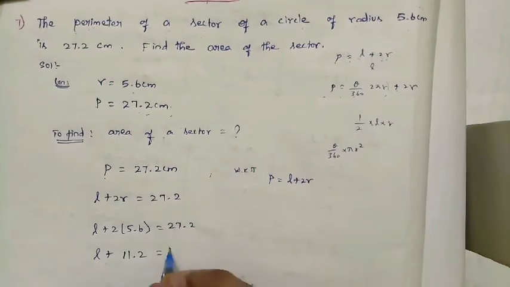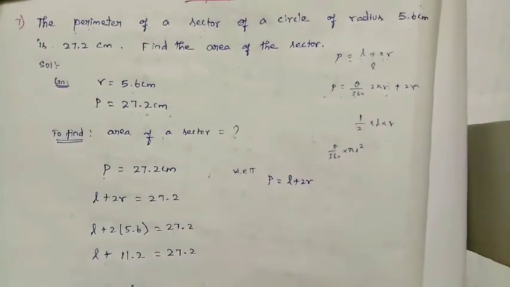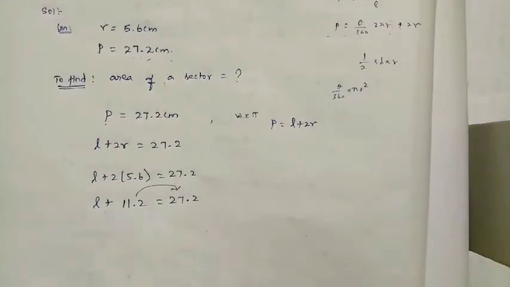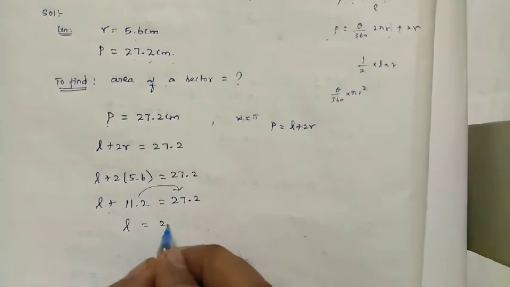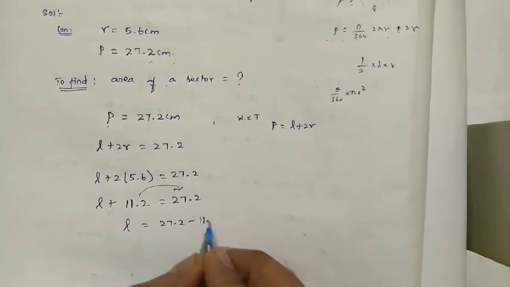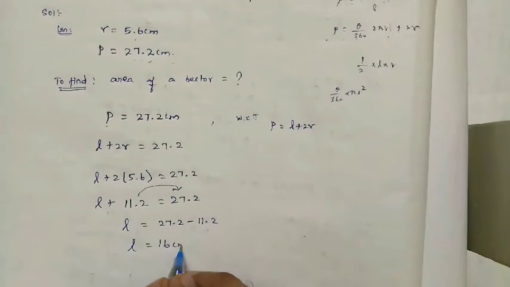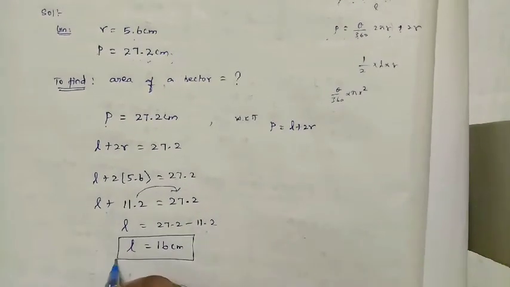11.2 is equal to 27.2, right? Taking 11.2 to the RHS, plus 11.2 will become minus 11.2. So L is equal to 27.2 minus 11.2, which is equal to 16. So L is equal to 16 centimeters. What is L? Length of an arc.